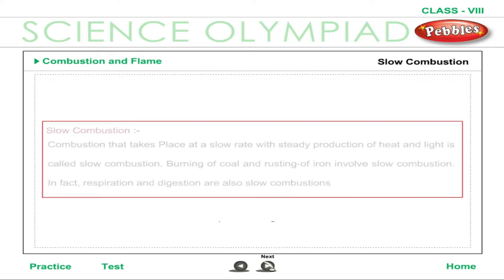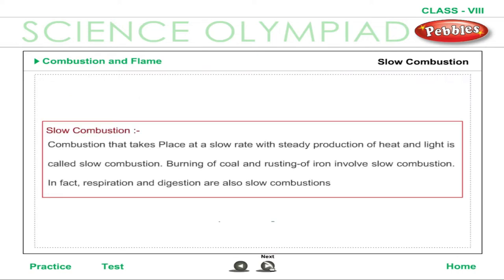Slow combustion. Combustion that takes place at a slow rate with steady production of heat and light is called slow combustion. Burning of coal and rusting of iron involves slow combustion. In fact, respiration and digestion are also slow combustions.